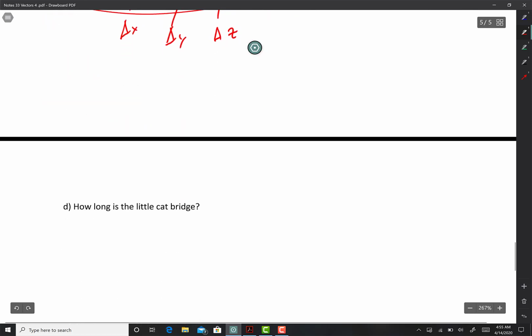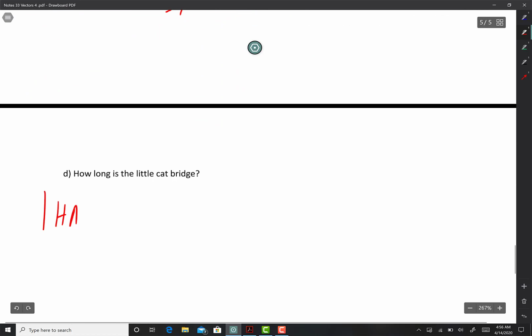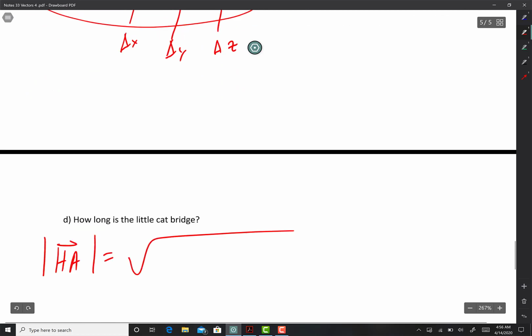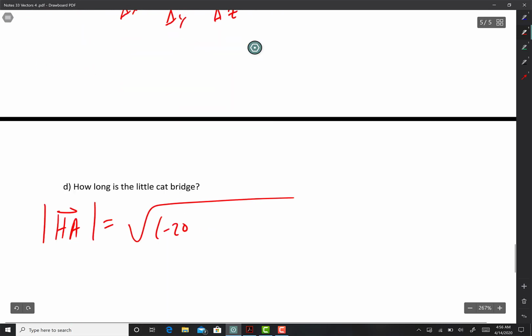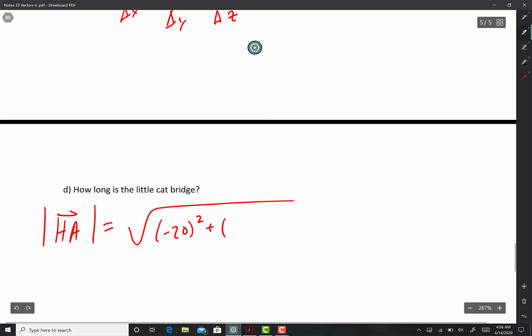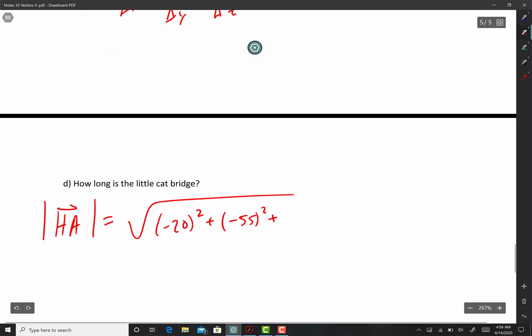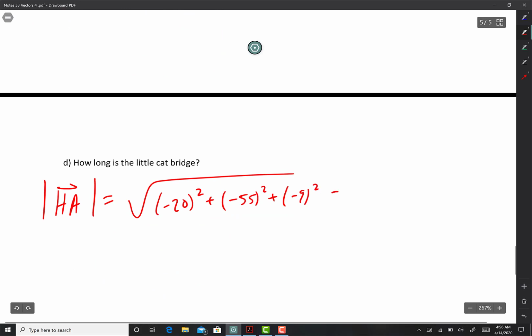So I can find how long this cat bridge is by doing the magnitude of HA. That's the square root of negative 20 squared plus negative 55 squared plus negative 9 squared. So 20 squared plus 55 squared plus 9 squared, and I get the square root of 3506. And the square root of 3506 is 59.2115 feet. That's how long it is, guys.